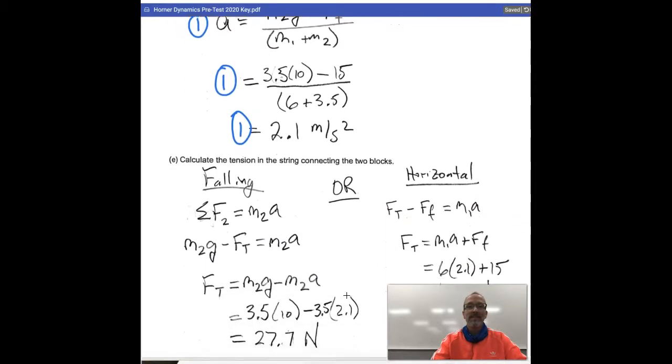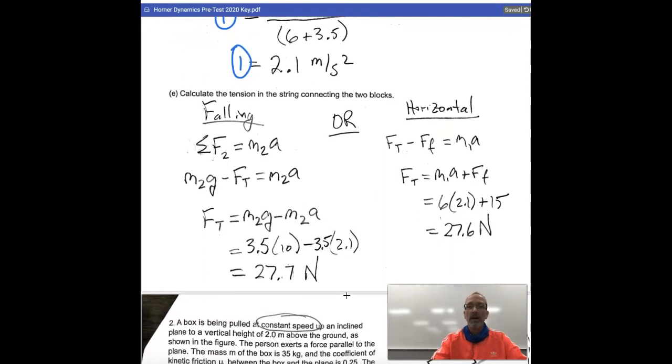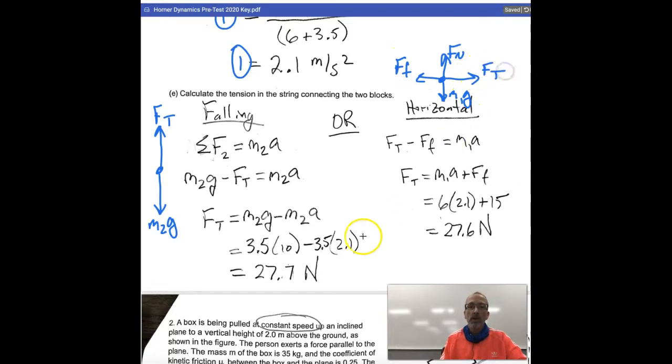It says calculate the tension in the string connecting the two blocks. There's two ways to do this. We can either do it for the falling block. So remember, our free body diagram looks like this. This is m2g, and straight up is the force of tension. Or we can do it for the horizontal block, and remember for this one we've got our two things going up and down, so Fn, this one is m1g, and then pointing to the right and left, this would be the force of friction and the force of tension. So you can do it either way.